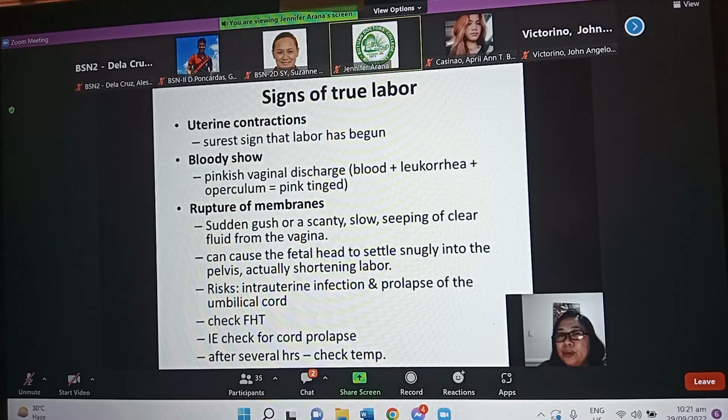Next, we have the bloody show. This is a pinkish vaginal discharge made up of blood plus leukorrhea plus operculum. It is pink-tinged. Next, we have rupture of membranes. This is a sudden gush or a slow seeping of clear fluid from the vagina.